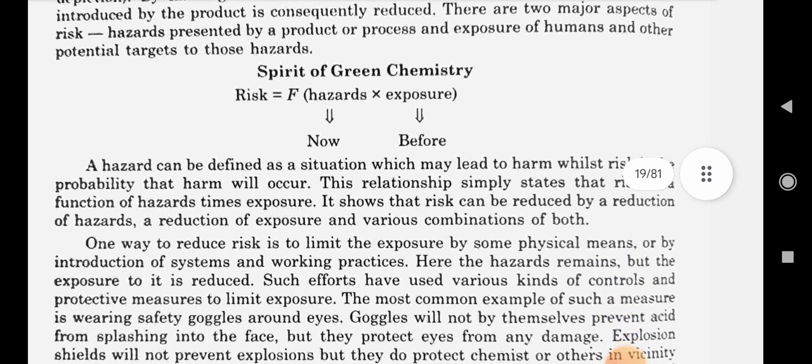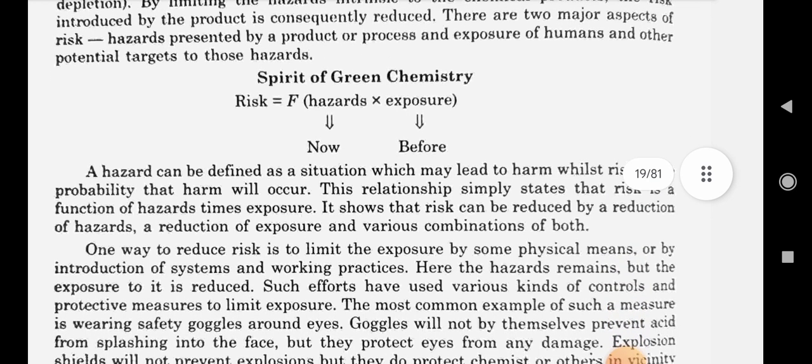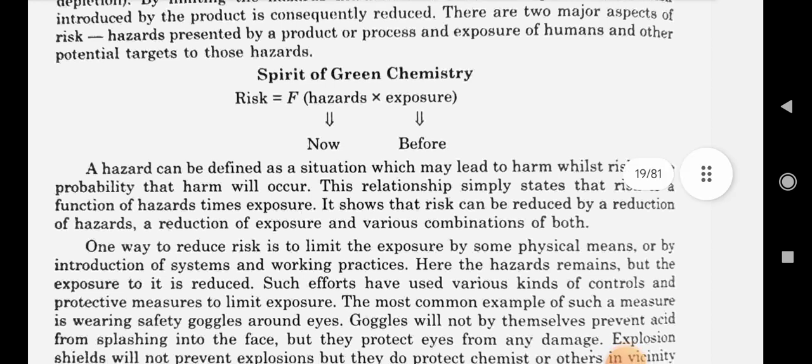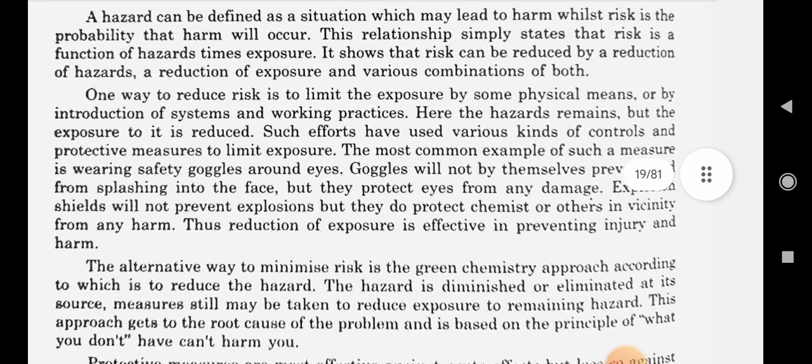There are two major aspects of risk: hazards presented by the products or process, and the exposure of humans and other potential targets to those hazards. A hazard can be defined as a situation which may lead to harm, whilst risk is the probability that harm will occur. This relationship simply states that risk is a function of hazard times exposure. It shows that risks can be reduced by a reduction of hazard, a reduction of exposure, and various combinations of both.